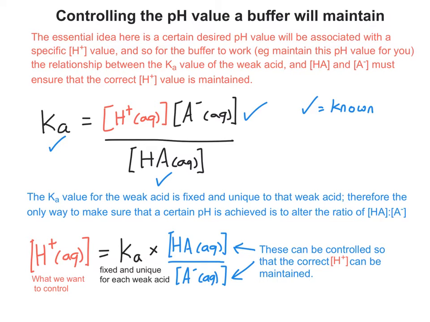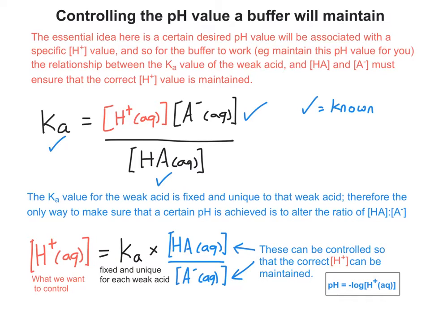So if we go back to our original calculation for working out the H+ concentration of a buffer, remembering that the H+ is what we want to try and control, because it's the pH that we want to control, and also remembering that the Ka value is fixed and unique for each weak acid, the only thing that can be controlled easily is the ratio of HA concentration, or weak acid concentration, to the concentration of its conjugate base.